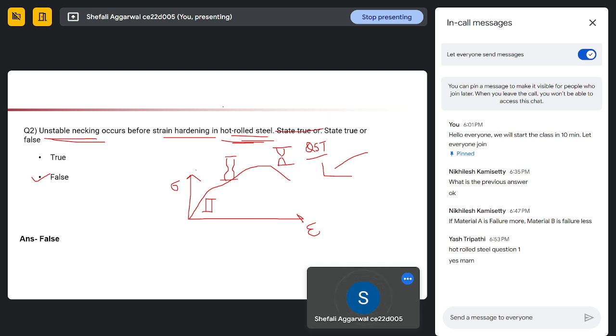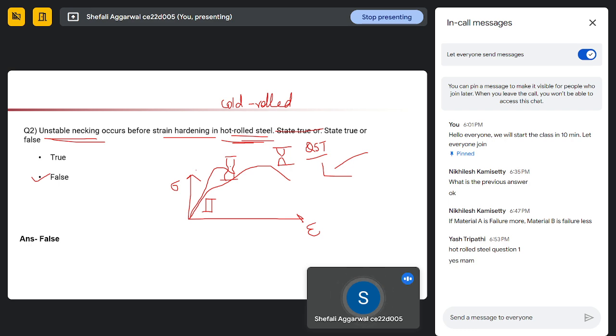Whereas the cold rolled steel will be heated and then cooled suddenly. In that kind of steel, the ductility won't be much. The ductility will be very low and the strength will be very high. So our strength value will be very high, however our ductility will be very low. So the strain hardening part will decrease in case of our cold rolled steel.